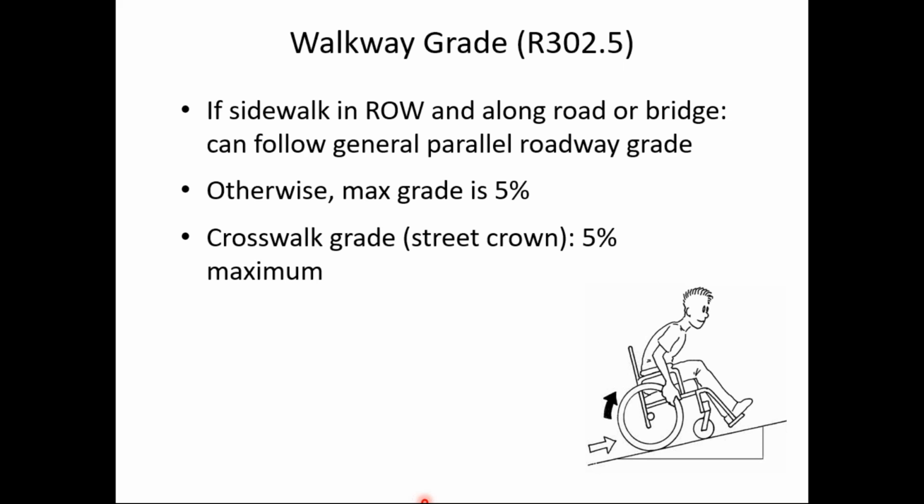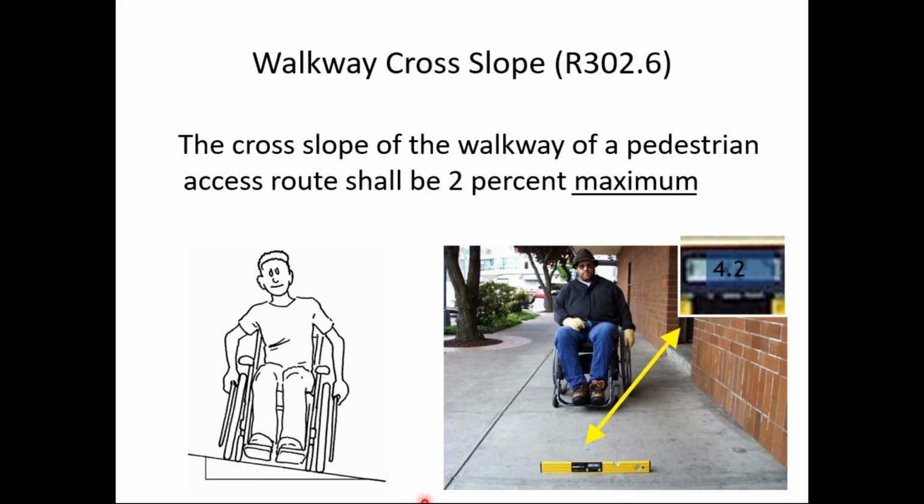And likewise, we should also keep in mind that means that the crosswalk grade, the maximum grade of a crosswalk, that is the street crown, is 5%. One of the big challenges with PROWAG generally, not only in work zones, but just generally, is cross slope. PROWAG says the cross slope of the walkway of the PAR shall be 2% maximum.